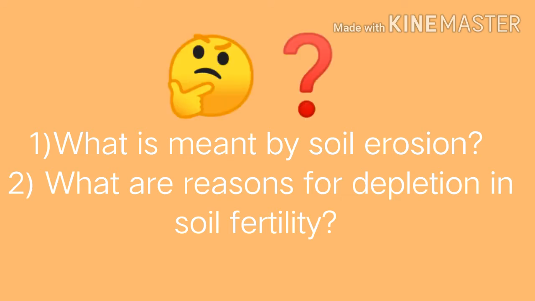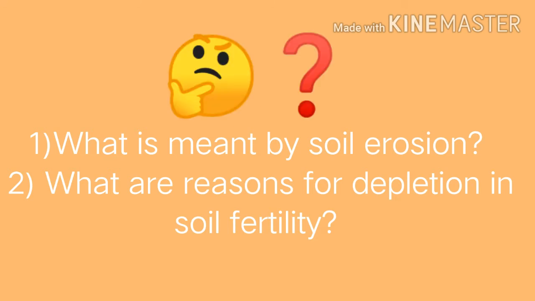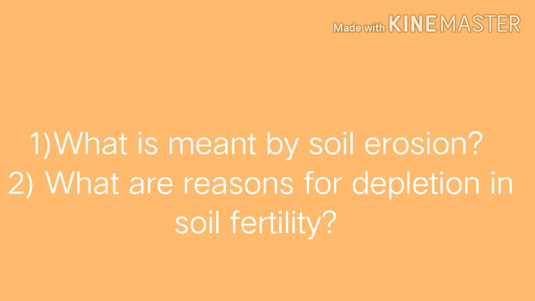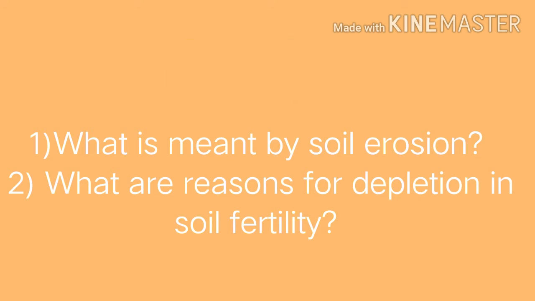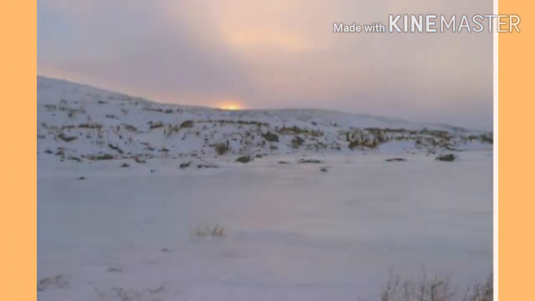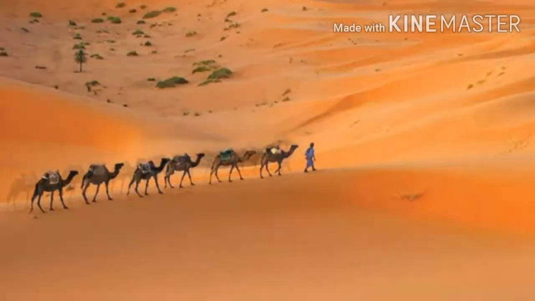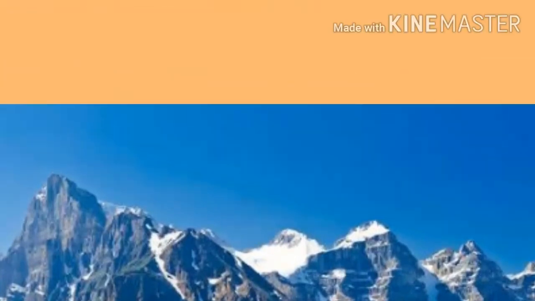Second question, what are the reasons for depletion in soil fertility? There are certain natural changes or some man-made activities that cause loss of fertility of soil. Out of the total land area, some is covered by ice, some is desert, whereas some is occupied by mountains and hills. Very little area of land is available for human use.